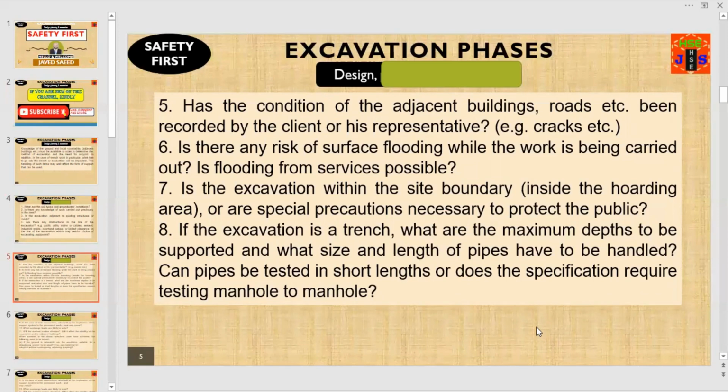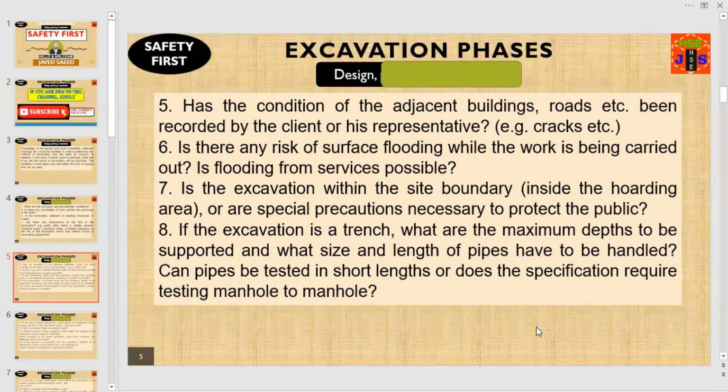Number five, has the condition of the adjacent buildings, roads, etc. been recorded by the client or his representative? For example, is there any visible crack? Number six, is there any risk of surface flooding while the work is being carried out? Is flooding from surfaces possible? Number seven, is the excavation within the site boundary or are special precautions necessary to protect the public?